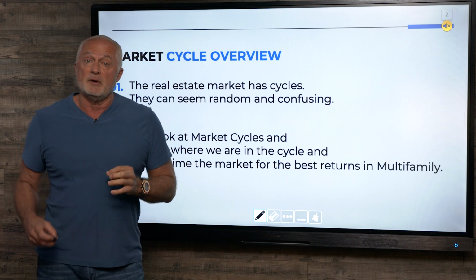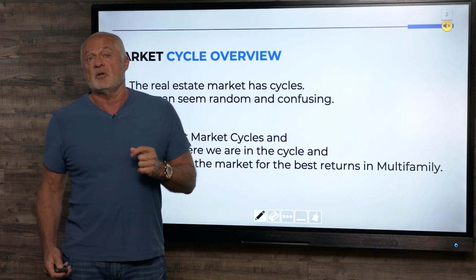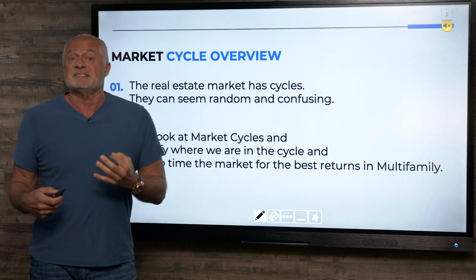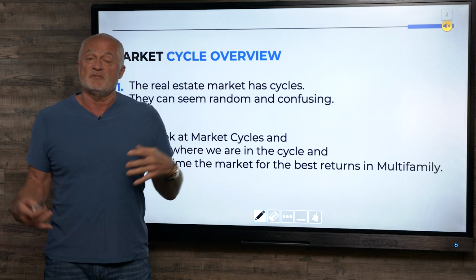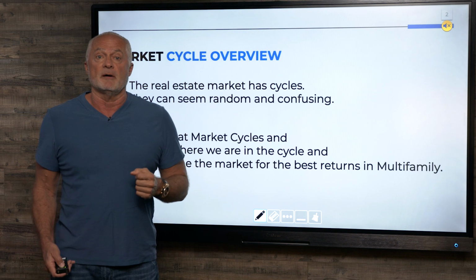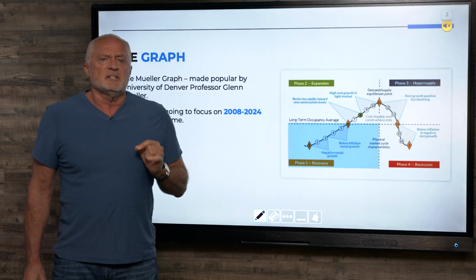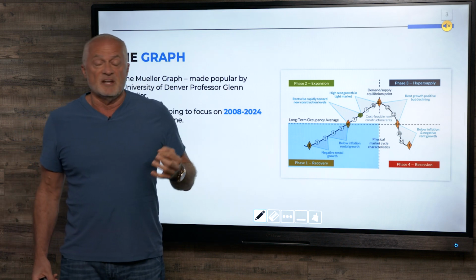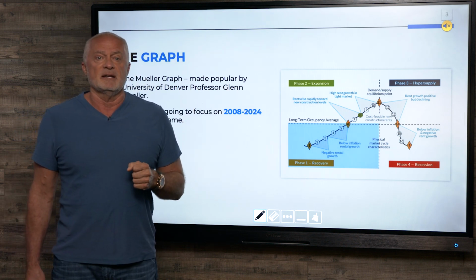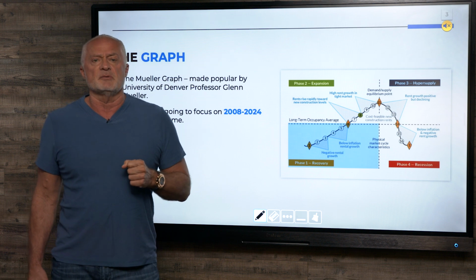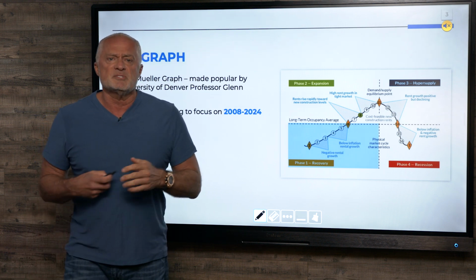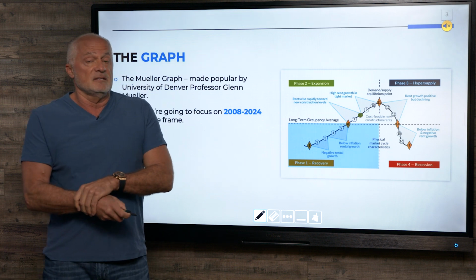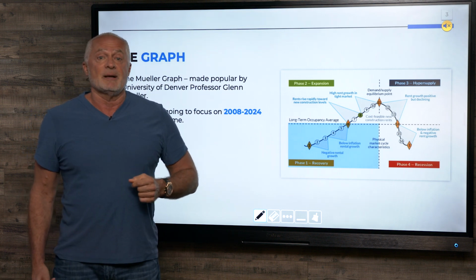Now today we're going to break down the market cycles and learn how to identify where we are in a particular cycle and how to time the market for the best returns if you're in the multifamily space like we are. The graph that we're going to use today is called the Mueller Graph, and this graph was made popular by the University of Denver, where I spent a lot of time, by a guy named Glenn Mueller. He was a professor there, and he's been posting graphs like this for over 30 years, and I think the information is really top shelf stuff.